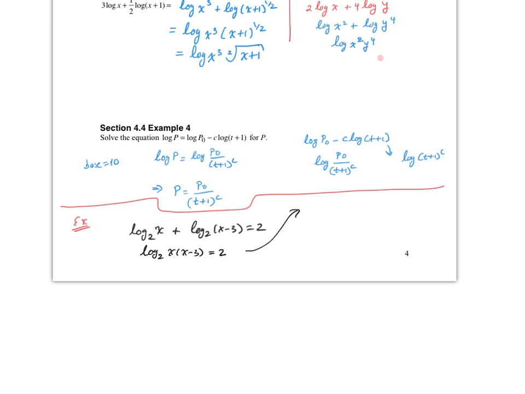So then you switch to exponent, this is going to be 2 to the second power is equal to x times x minus 3. Or 4 is equal to x squared minus 3x. Alright, so if you set it equal to 0, this is x squared minus 3x minus 4, which you can factor as x minus 4 and x plus 1. So the answer is 4 and negative 1. Remember that the domain for log is only the positive values. So therefore, negative 1 will not be part of the answer. So the only solution will be 4, and that's it.